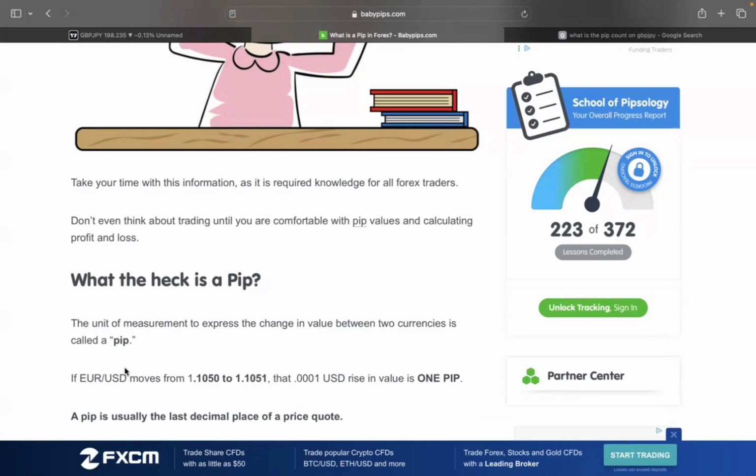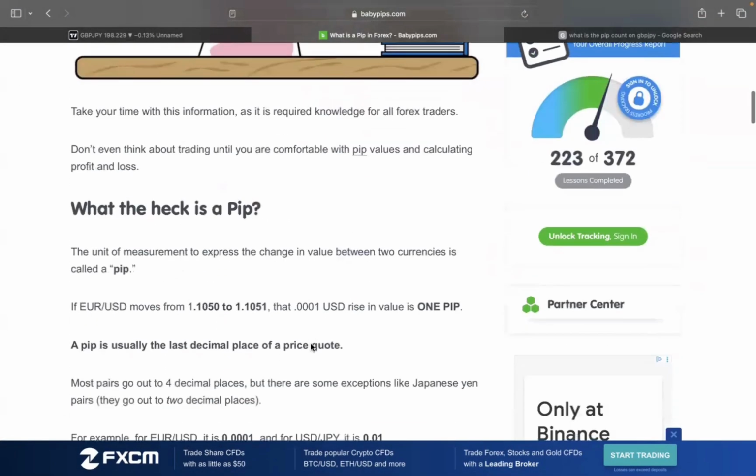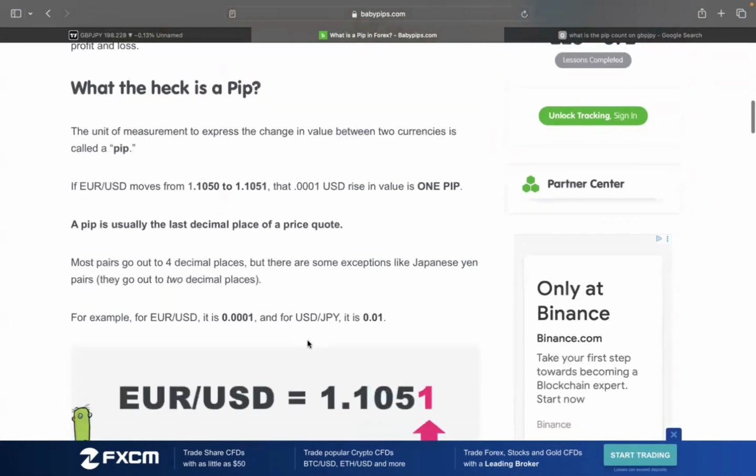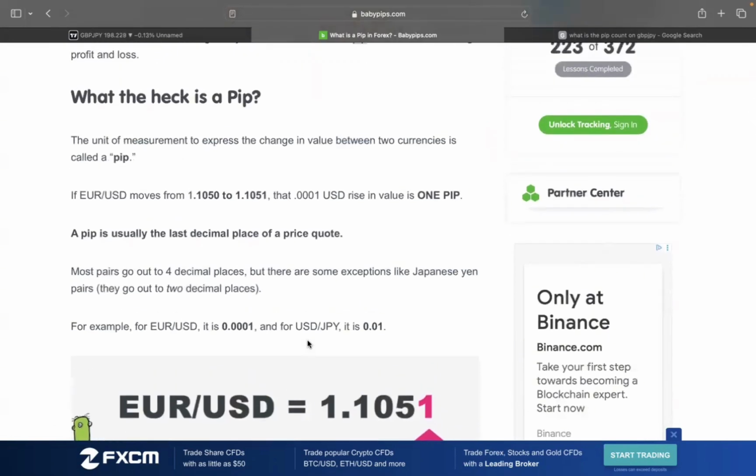The pip is, what is it? No, let me check. Oh, it's something like price in points or so. I think that's what it means. So yeah, in forex we call it pip.